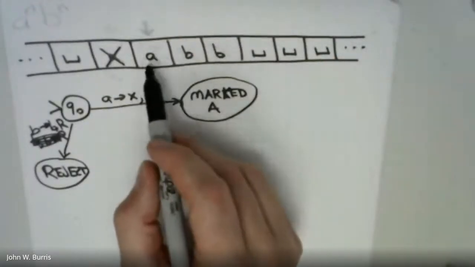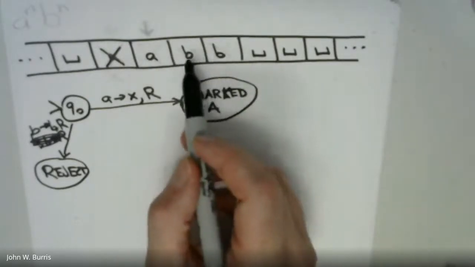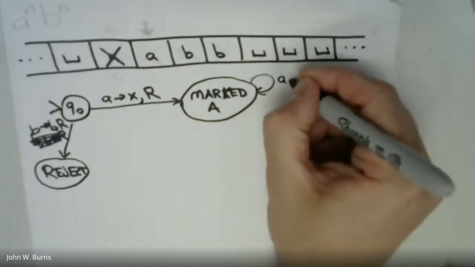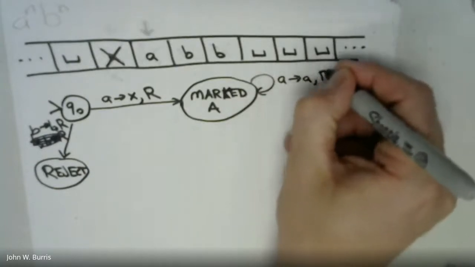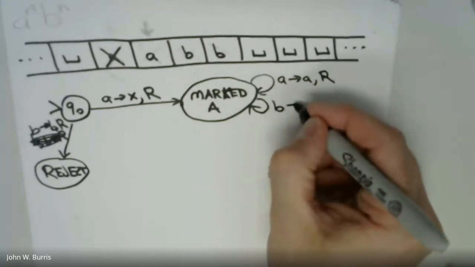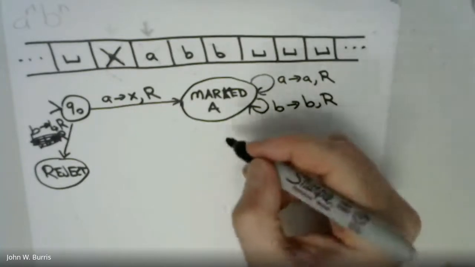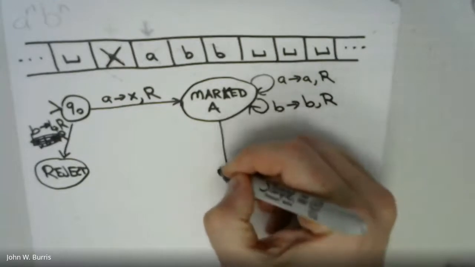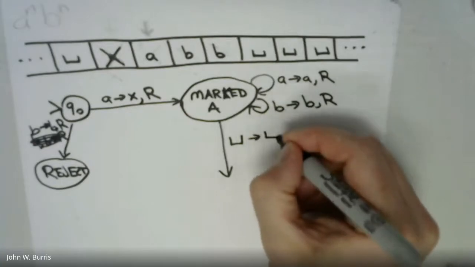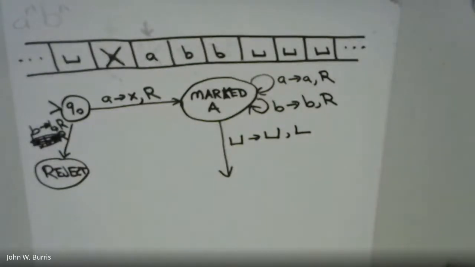I'm going to move over. If I see an A, I want to go all the way to the end where there's an empty spot, where there's a blank spot. So I'm going to move right. If I see an A, I'm going to write an A and move to the right because I don't want it. If I see a B, I'm going to move to the right and write a B because I don't want it. But when I see a blank, I'm going to move to the left while writing a blank. So I'm not going to change anything. Let's see what this does.